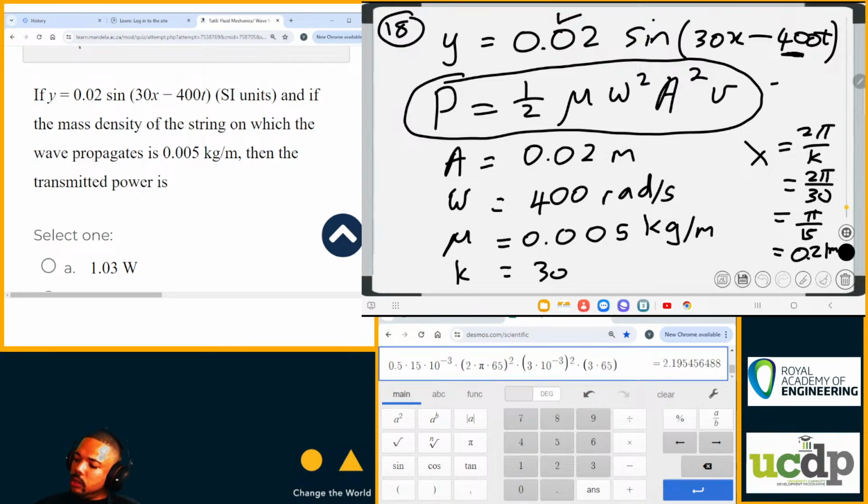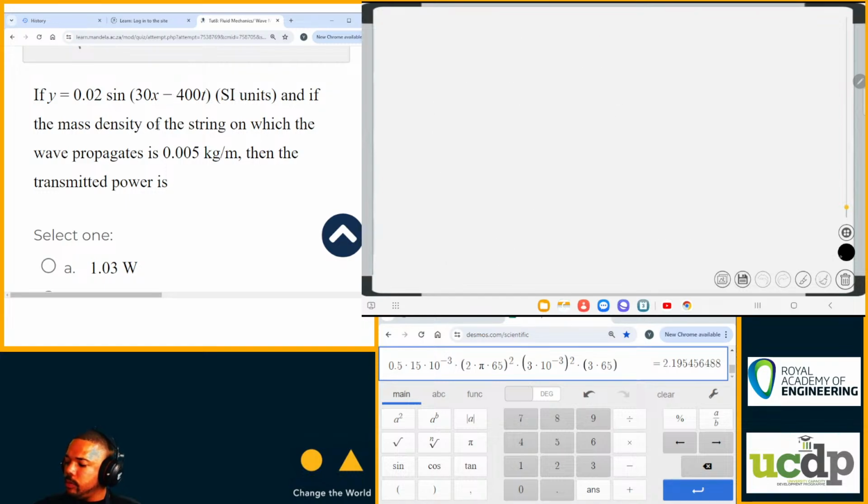So we'll just be using this formula. We have the mass density, we have the angular frequency, we have the amplitude, we just need the speed. And we just calculated the wavelength. And what else do we need for the speed of a wave? For the speed of a wave, we need the wavelength and frequency. So let's calculate the frequency.